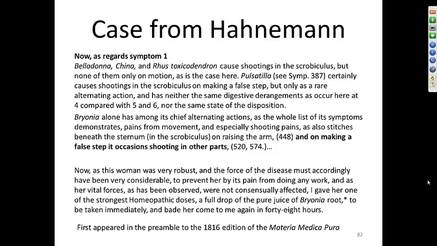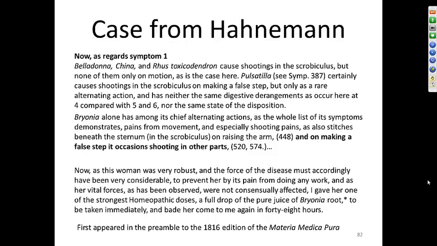And then he says, Bryonia alone has among its chief alternating actions, as the whole list of its symptoms demonstrates, pains from movement, and especially shooting pains, as also stitches beneath the sternum in the scrobiculus on raising the arm. And then he says, and listen to this, and on making a false step, it occasions shooting in other parts.